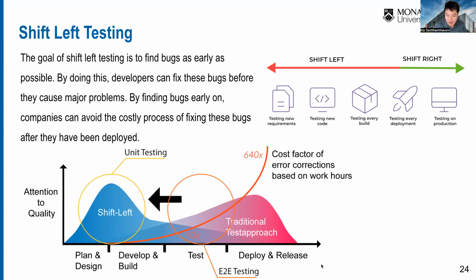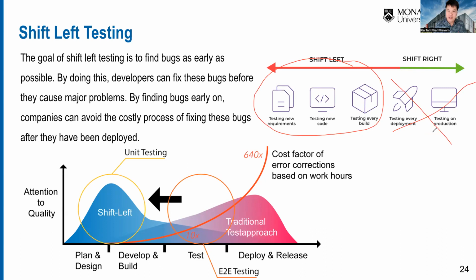I need to rephrase this one again. We want to test the new requirement, test the code, test every build, but avoid, okay? Test every deployment, test on production. This is like a shift right, okay? We want to avoid as much as possible testing on production. That means we implement anything, let the customer test it, report the bugs, we will fix it. Of course, if you consider this one as a mobile app, you will get very bad reviews on the app store anyway, right?